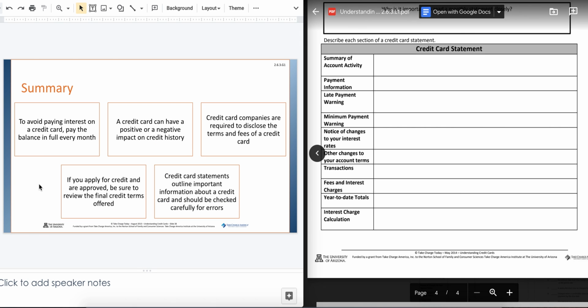We are going to skip through this activity, and we will end on our summary page.